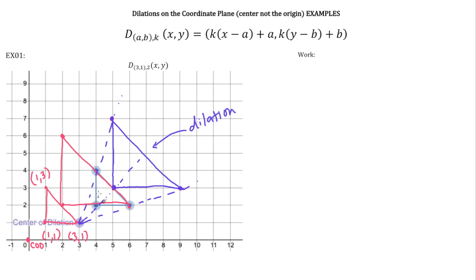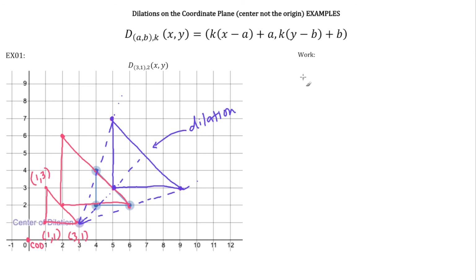But, so that's how it works. Basically, you take the shape and the center of dilation, and you take the center of dilation and move it back to 0, 0. And the shape comes with it. Then you dilate it. And then you move it back. Now, there's an easier way of doing this algebraically. I don't know if it's easier, but it's a little more cumbersome. It's actually for me. So this is the formula.